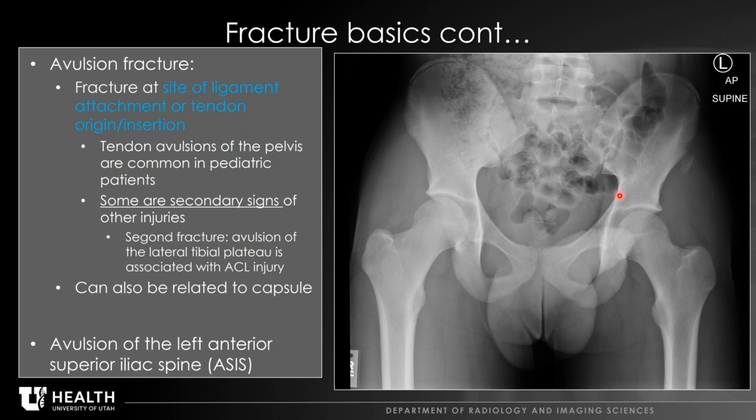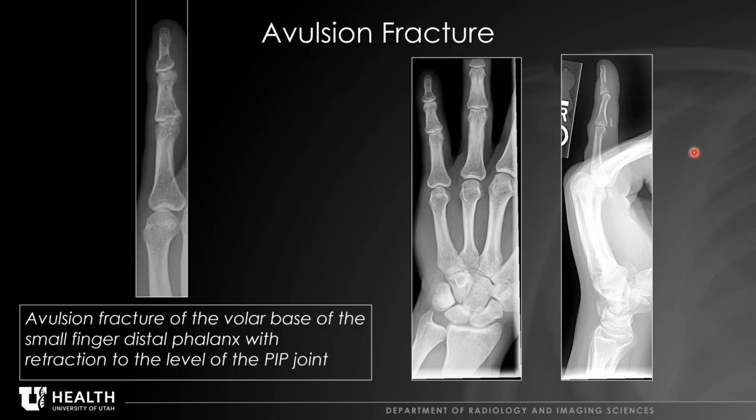At times, avulsion fractures are secondary signs of other injuries. So in the tibia, we have what's called a Segond fracture, and that's an avulsion of the lateral tibial plateau, and those are associated with ACL injuries. Avulsion fractures can also be related to joint capsules. So this is an avulsion of the left anterior superior iliac spine, right here.